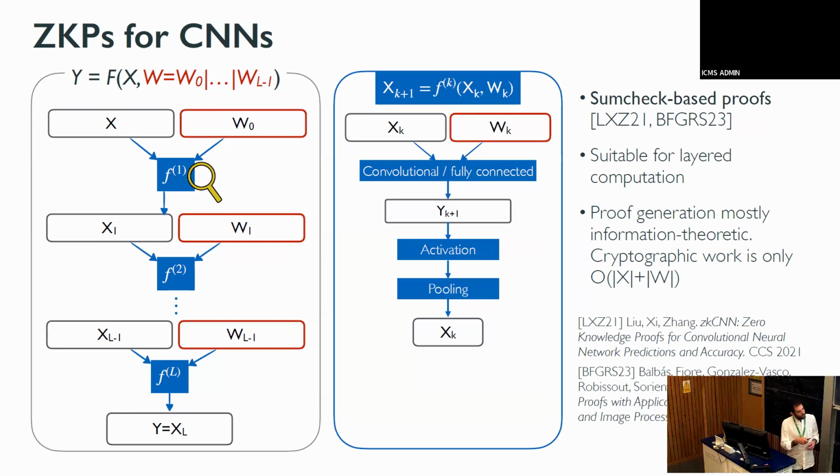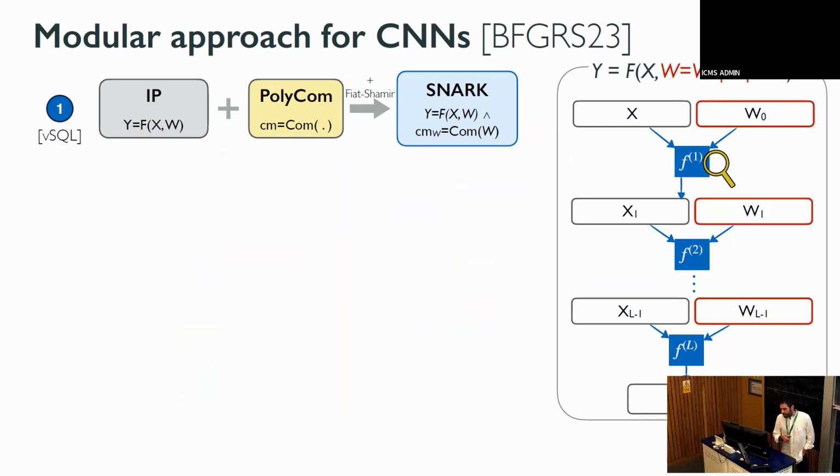And this approach of using sum-check mainly comes from two works. The first work that introduced this idea is a work called ZK-CNN by Liu, Xi, and Zhang. And then there is a more recent work in which we generalize this approach with David Balbás, Maribel González Vasco, Damián Robissu, and Claudio Soriente. And this is what I'm going to focus on.